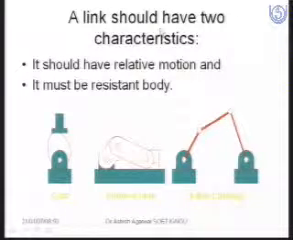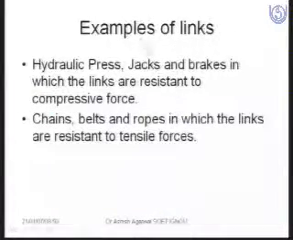A link has two characteristics. First, it should have relative motion, and it must be a resistant body. For example, this is your cam mechanism, this is your slider crank mechanism, and this is your 4-bar mechanism. All these links have relative motion with each other. Similarly, the slider crank mechanism has its different links having relative motion between them. Now the different examples of the link.